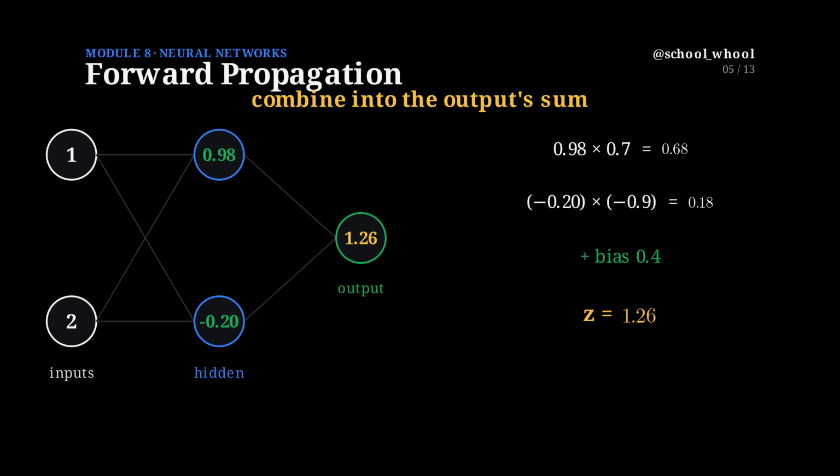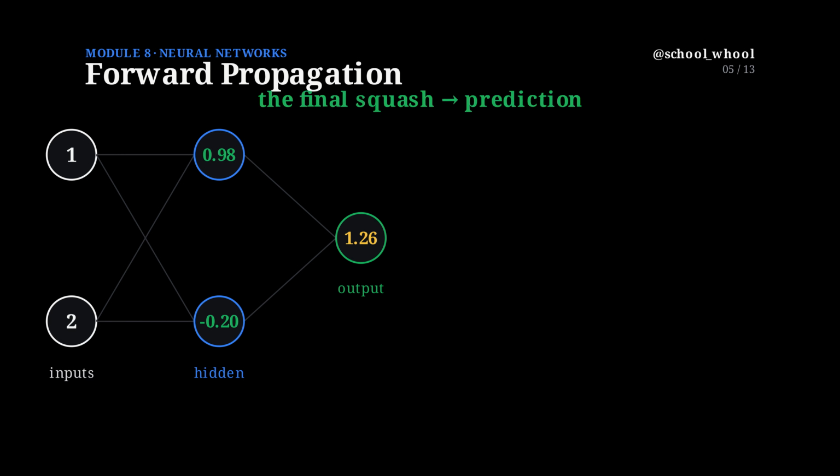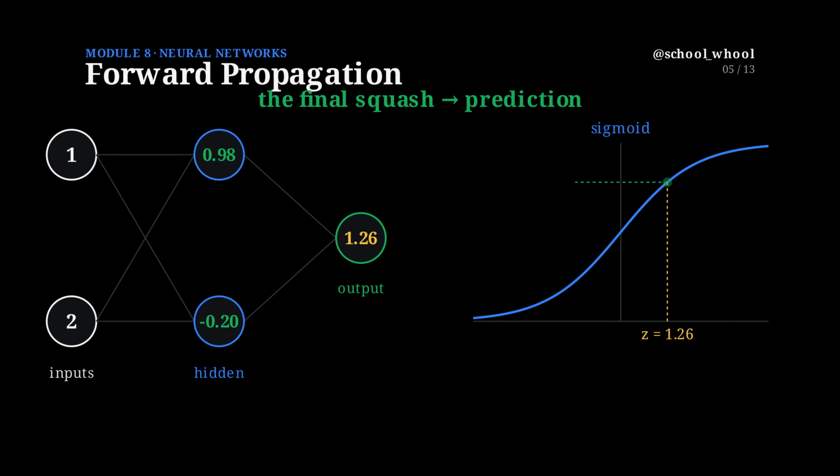That's the output Z. One last step, push that Z through the output activation, a sigmoid, to squash it into the range 0 to 1. Find 1.26 along the bottom, go up to the curve, and read across. The output comes out at 0.78. That single number is the network's prediction for this example.